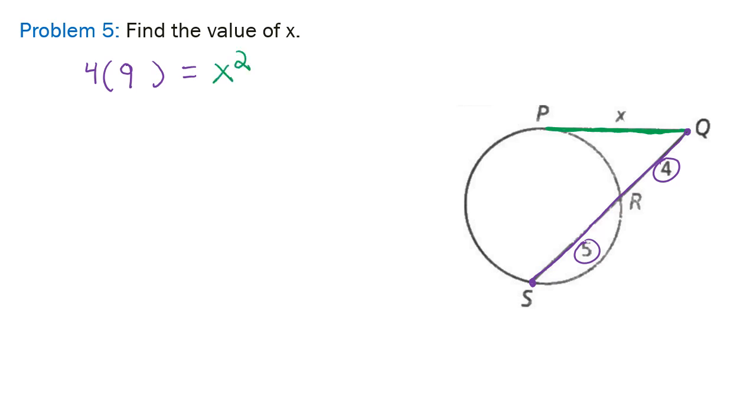Now we just go ahead and solve. We have 4 times 9, which is 36, equals x squared. But we want to find out what x is, not what x squared is. So we can square root both sides to get x by itself. And so now we have x equals plus and minus 6. However, we're talking about length, and we can't have negative length. So in reality, x is simply the positive 6.